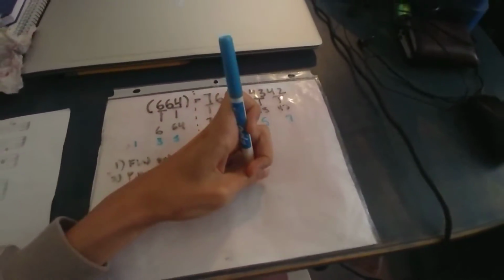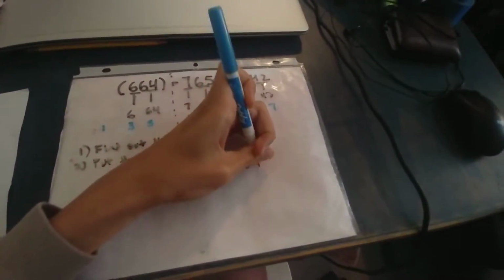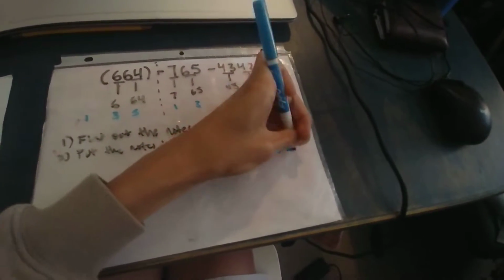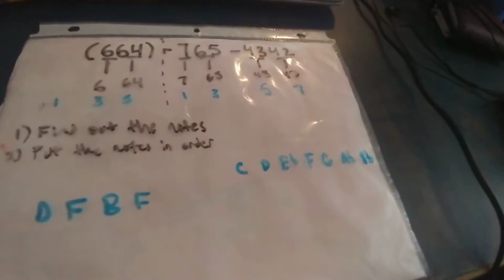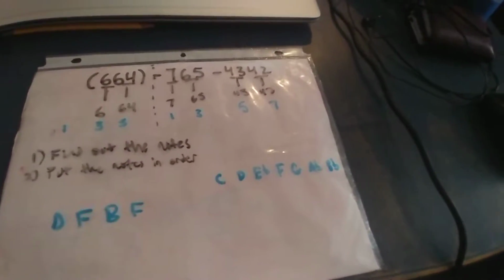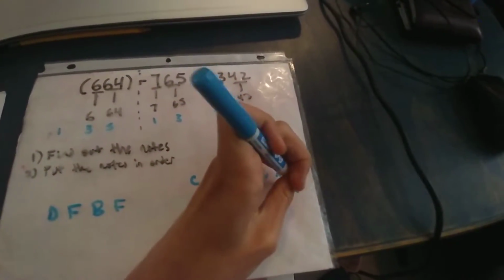Well, let's think about the notes in the C minor scale. We see that B natural is not in the natural minor scale. But if it was, this is how we get our diminished chord.